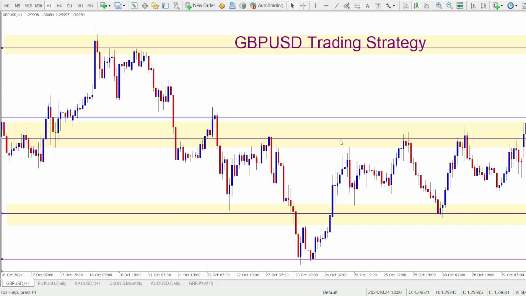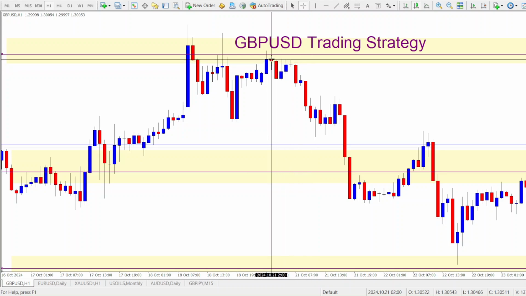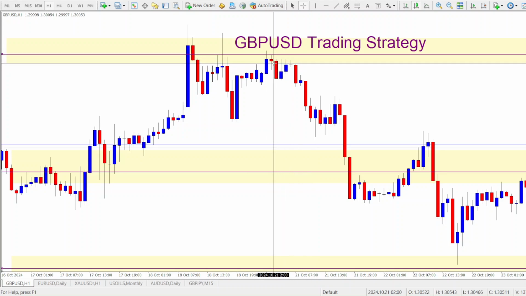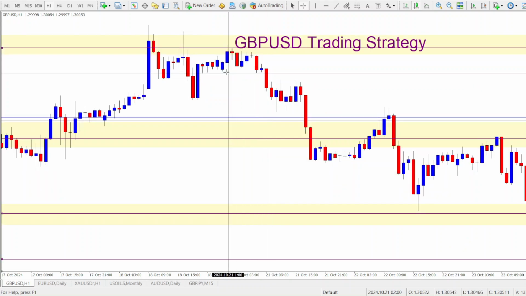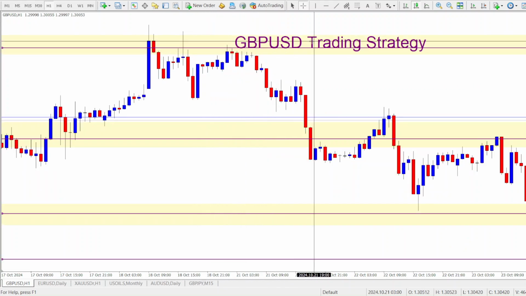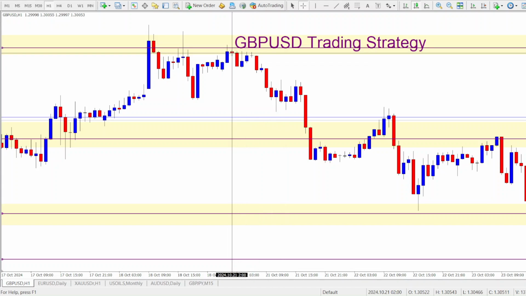You might want to look for patterns like pin bars, engulfing candles, or inside bars forming at these key levels. For example, in this particular rejection point, we found a doji. You can see this is a doji that formed here. This is a candlestick pattern that represents a reversal. So as the price of GBPUSD got to this resistance zone, a doji formed.